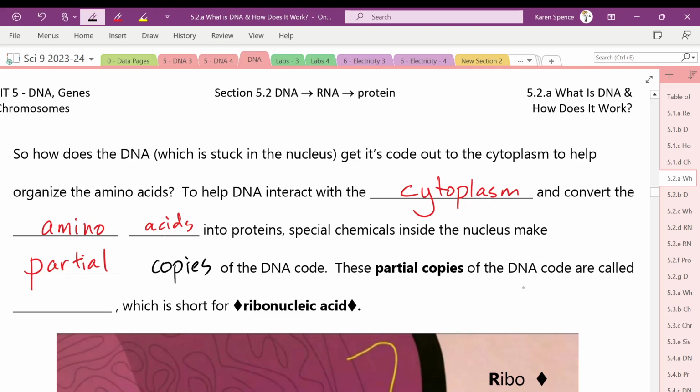These partial copies of the DNA code are called RNA, which is short for, yes?